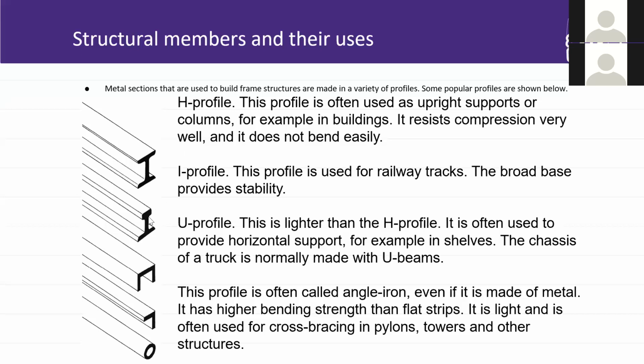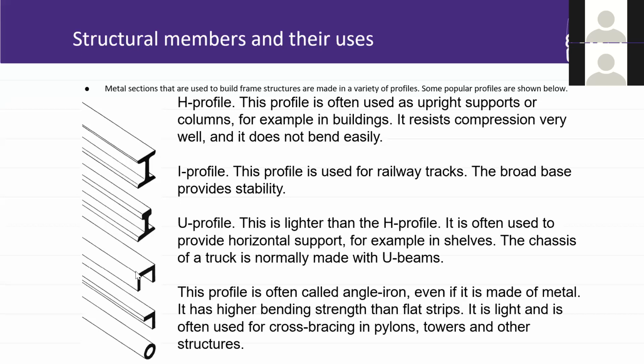And then we have the I profile. It is also very strong. It is used for railway tracks. It is stable because of the broad base. Remember, when we looked at those towers, we said the ones with a broad base are stable because their center of gravity is low. So this is the case in this structural member.